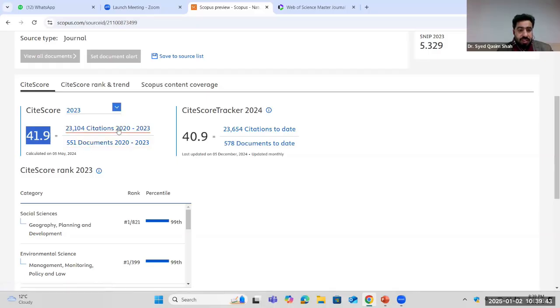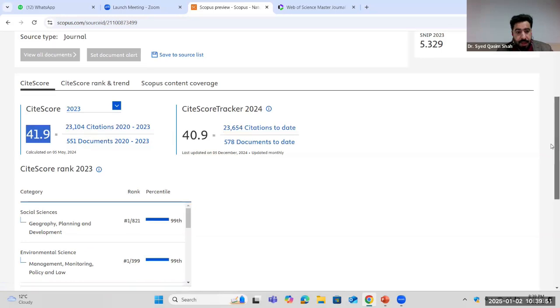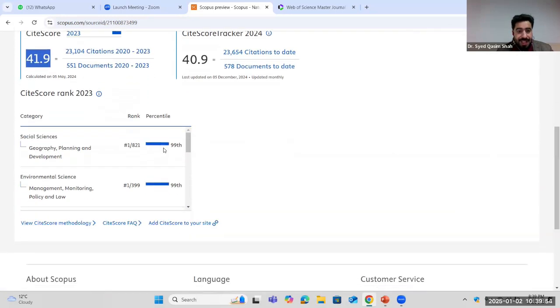We are using the previous three years, 2020 to 2023. Then CiteScore, tracking, and all the information represent the 99th percentile, which is basically a Q1 journal, and their rank is also there. You see, it is ranked number 1 in social sciences out of 821, and in environmental sciences it is ranked number 1 out of 399 journals. So that is one of the top journals among all the databases of social sciences and environmental sciences.